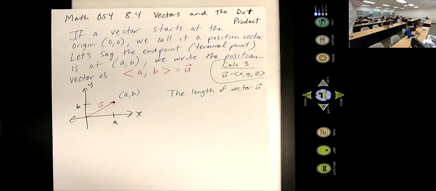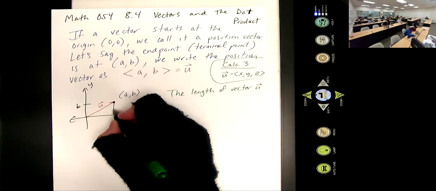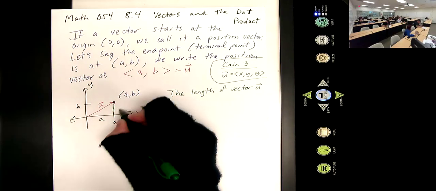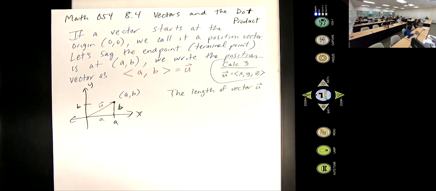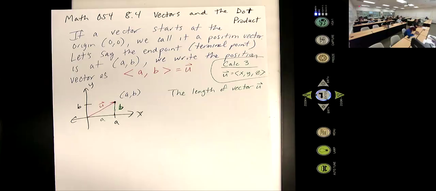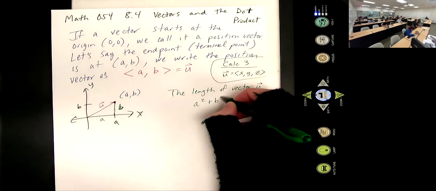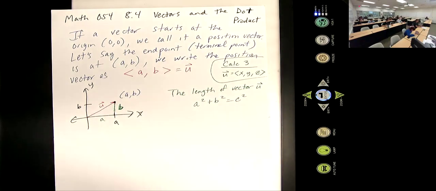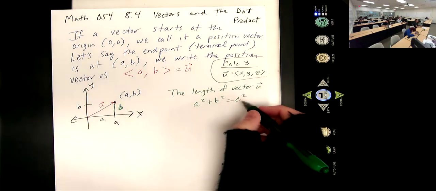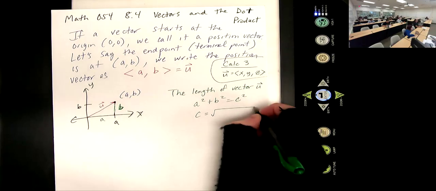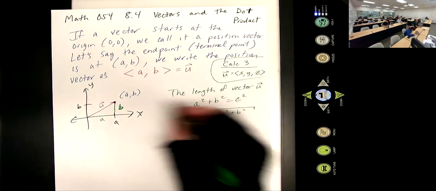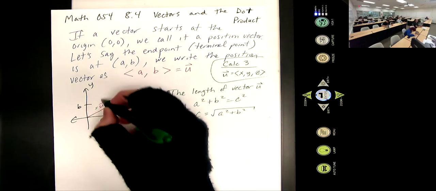Make a triangle, right? We make a triangle. Okay, so that length's A, that length's B, what's the length of U? Is the formula A squared plus B squared equals C squared? Yeah. But when we have a U, C would be the square root of A squared plus B squared. Let's say the length is C.